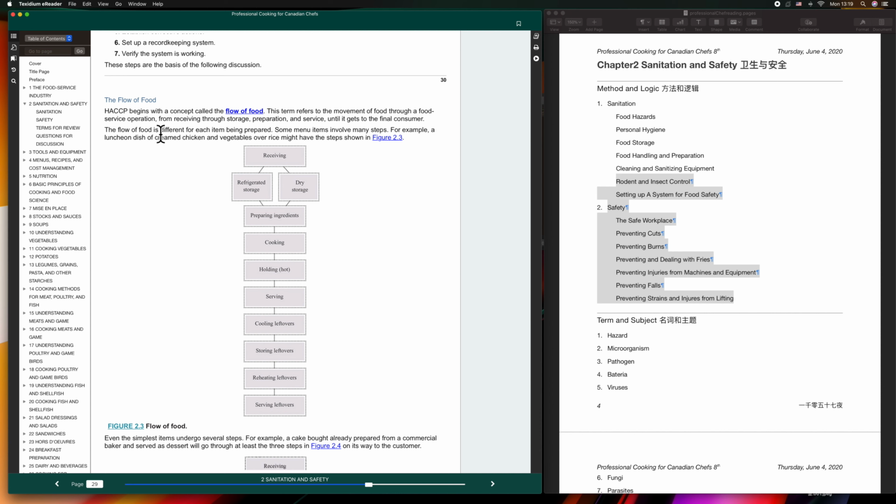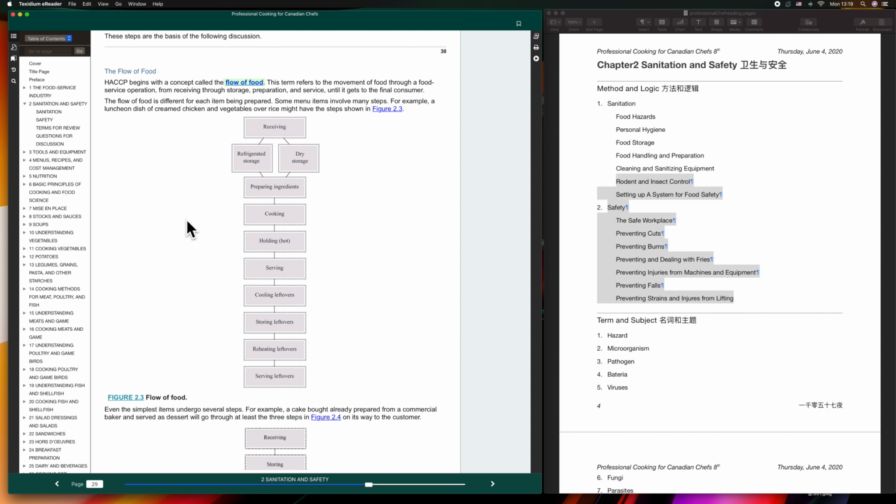HACCP begins with a concept called the flow of food. 这个 concept 有可能会考，因为最近从去年开始，hip hop 还有说唱 rap 又开始流行起来，本地加拿大也很流行 rap，这里面都要讲一个 flow，所以这个地方也用这个概念 flow of food，相对来说是一个流程，或者说一个工序要遵守的节奏。This term refers to the movement of food through a food service operation from receiving through storage, preparation, and service until it gets to the final consumer.